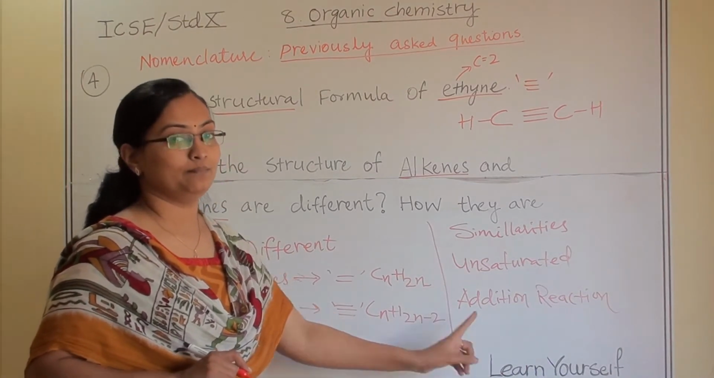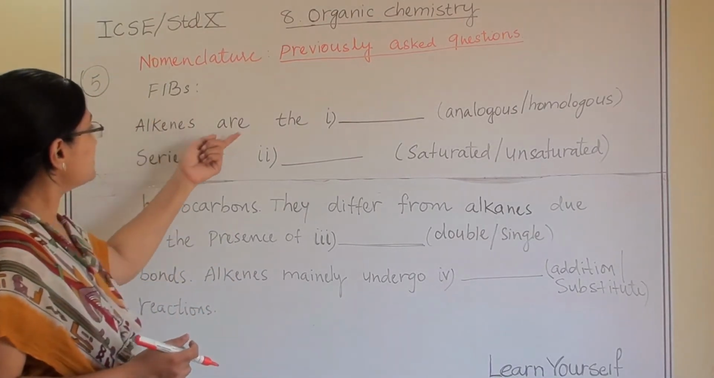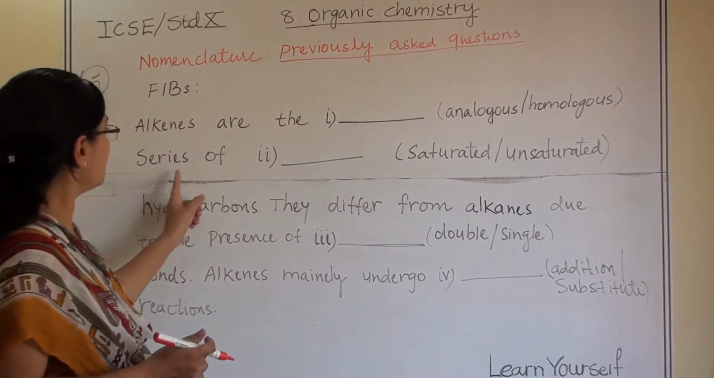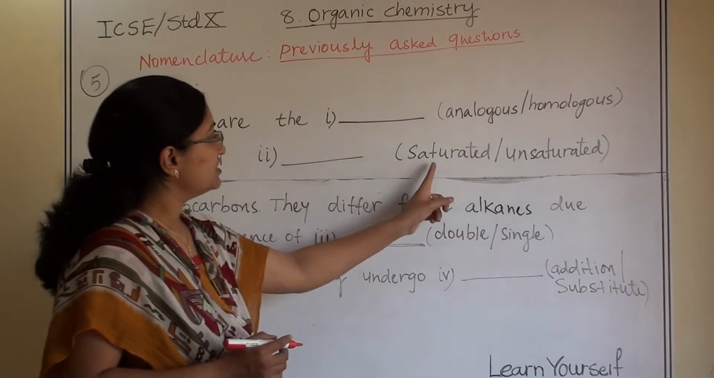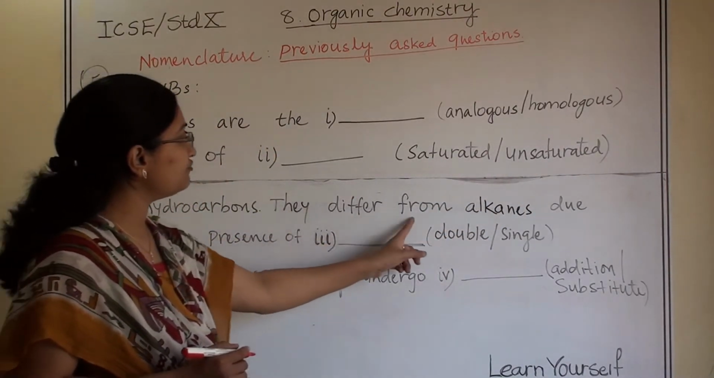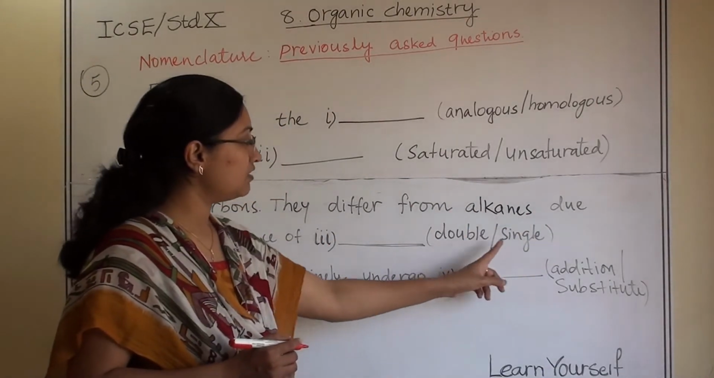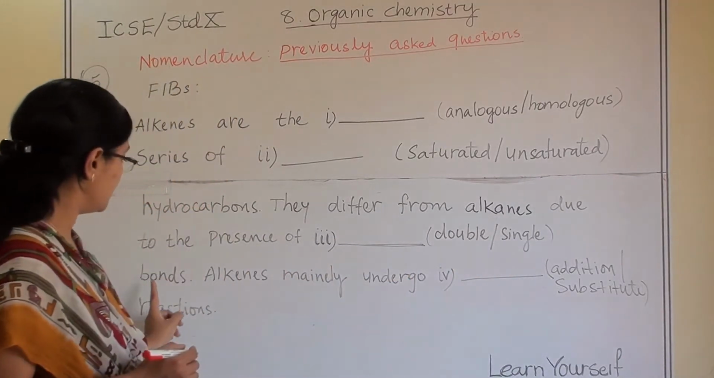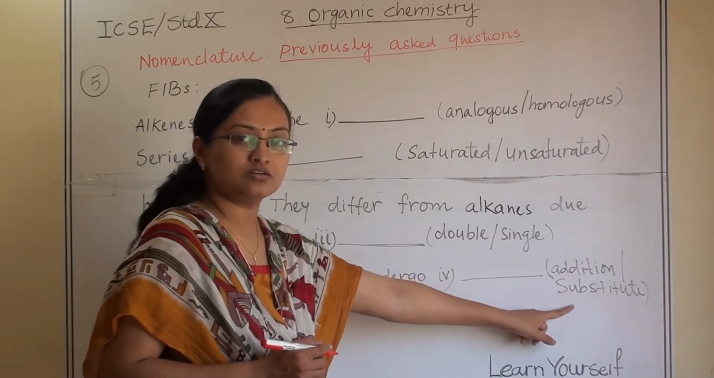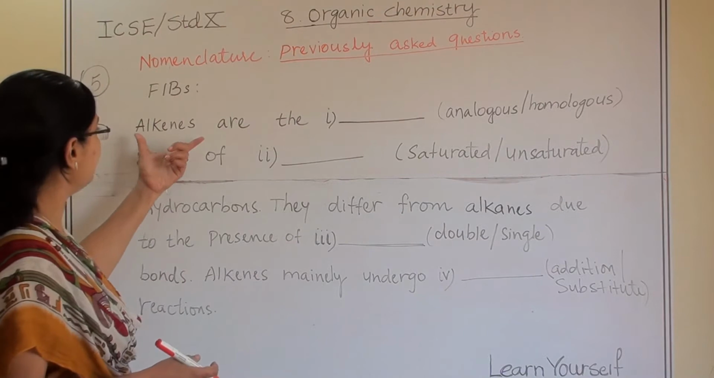Fifth question, fill in the blanks. Alkenes are the homologous or analogous series of blank saturated or unsaturated hydrocarbons. They differ from alkanes due to the presence of double or single bonds. Alkenes mainly undergo addition or substitution reaction. Now let us see the fill in the blanks.